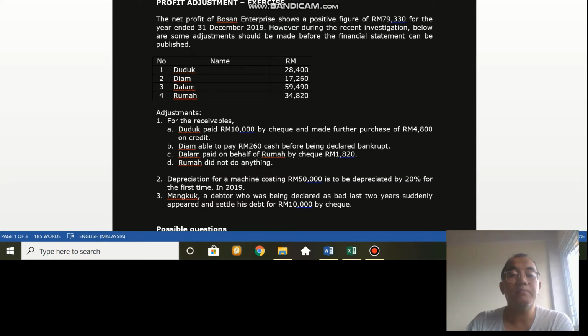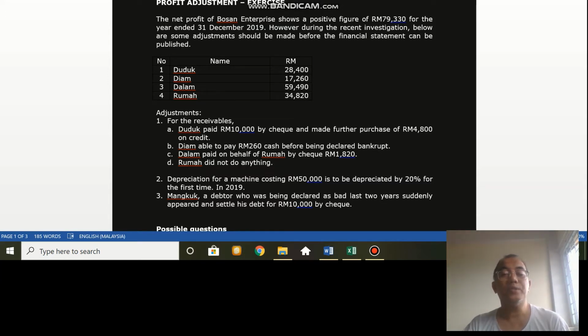B. Diam was able to pay 260 cash before being declared bankrupt. Okay, we have a bankruptcy here. From 17,260, he made a payment of 260, and then the balance is written off as he is declared bankrupt. For Dalam, paid on behalf of Rumah by check 1,820. Dalam owes us 59,490, but he paid on behalf of Rumah. Okay, wow, he's so nice to do that. So Dalam paid on behalf of Rumah, and Rumah did not do anything. Okay, this Rumah should be thankful.